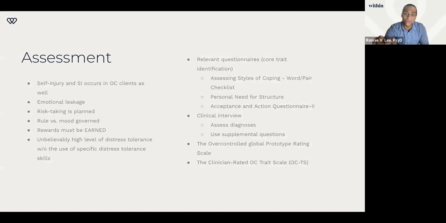Right. And then the two on the bottom, because of time, I'm not going to go over them too much. But the first one is the over-controlled global prototype rating scale, and then also the clinician rated over-controlled trait scale.